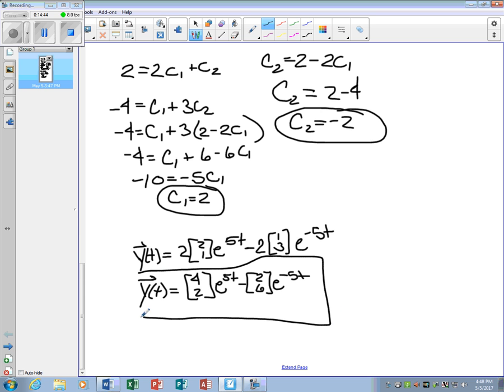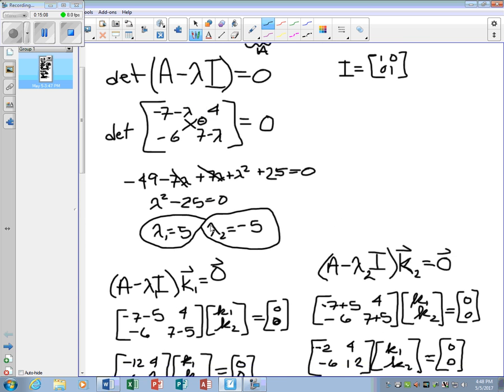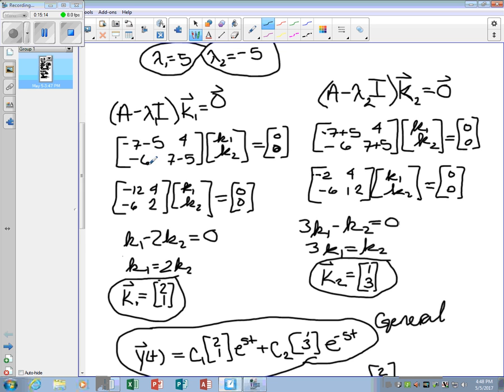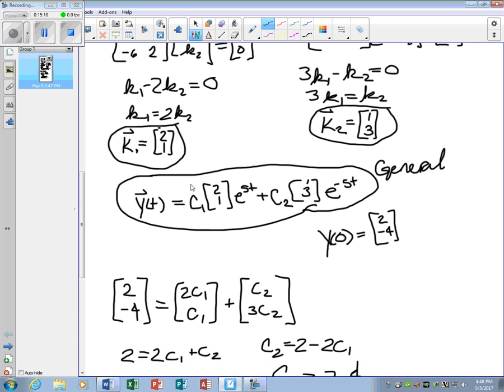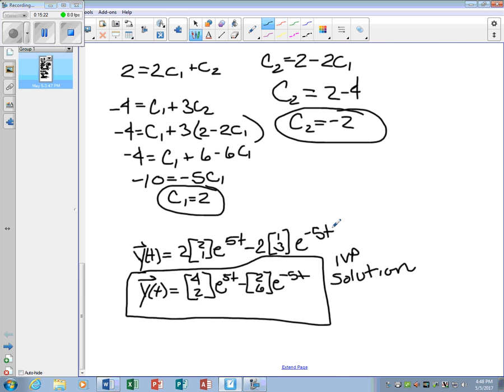Okay, there's our answer. So this is the initial value problem solution. So go through it. Make sure that you are cross multiplying properly in the beginning, that you look for the patterns where you can to make your life easier, and make sure to do proper algebra. If you have any questions, let me know.